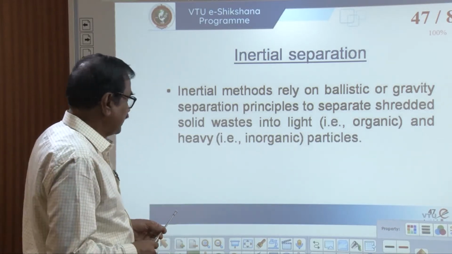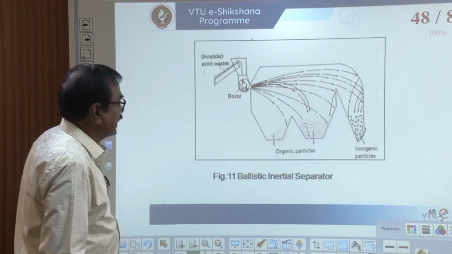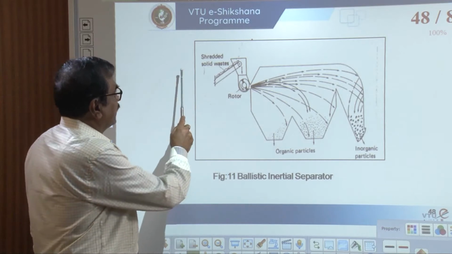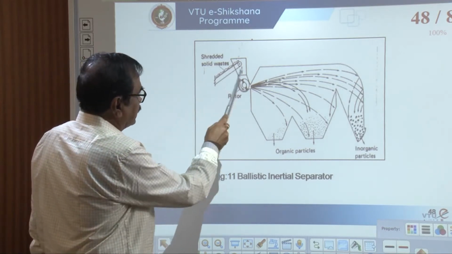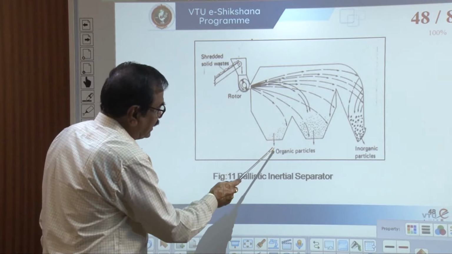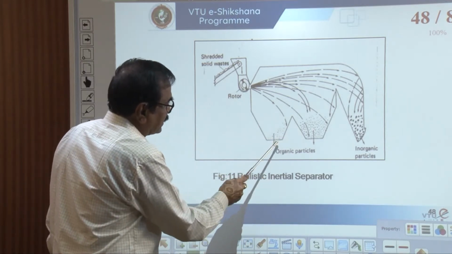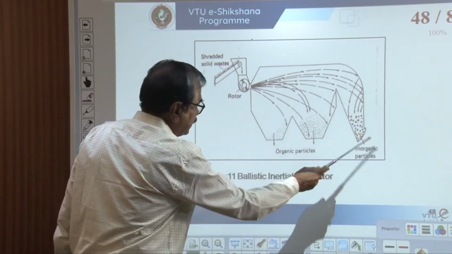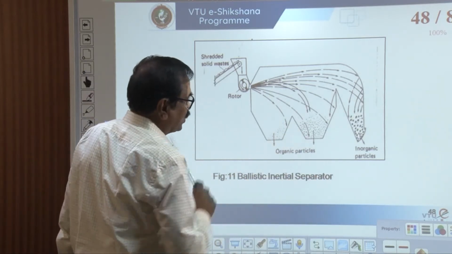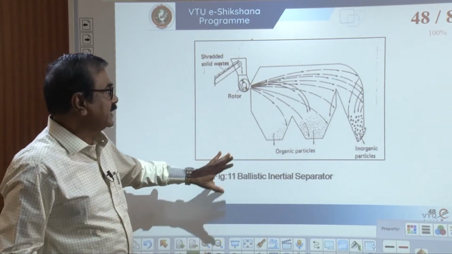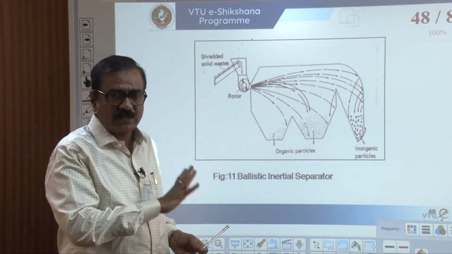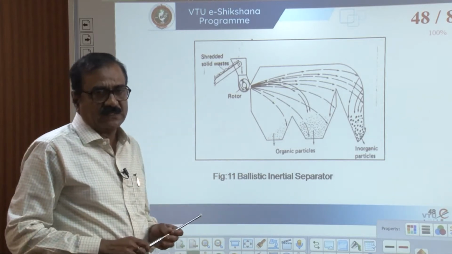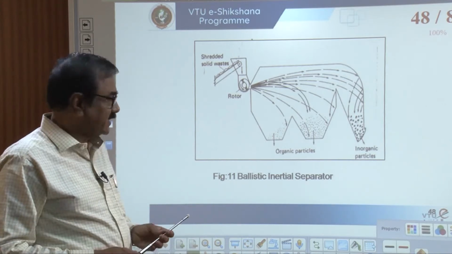This is inertial separation, and I will show some diagrams here. This is the ballistic inertial separator. Here shredded solid matter enters. Here is a rotor. All light organic particles are collected here, whereas heavy inorganic particles come here. These are heavy particles and these are lighter organic particles. Two hoppers are there. The diagram is self-explanatory, and you have to draw this line diagram whenever inertial separation is asked in the examination.